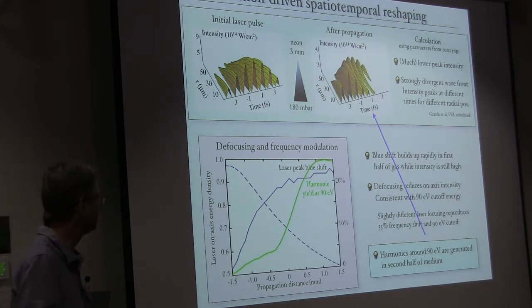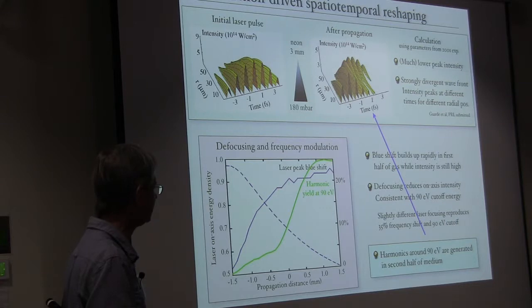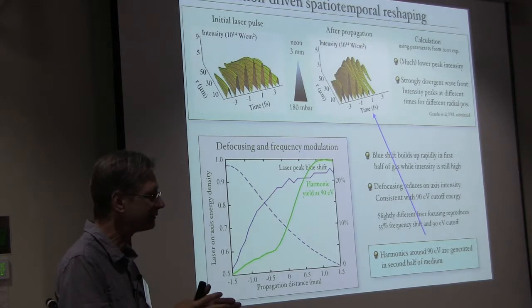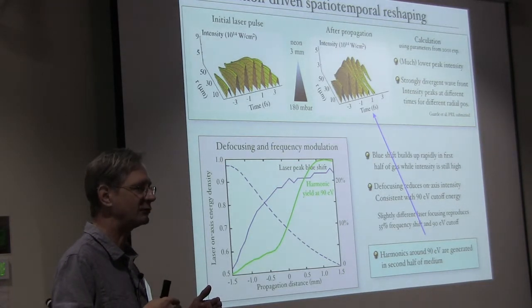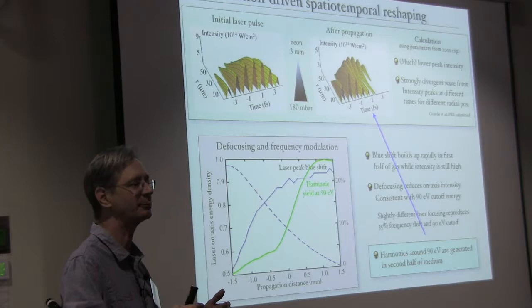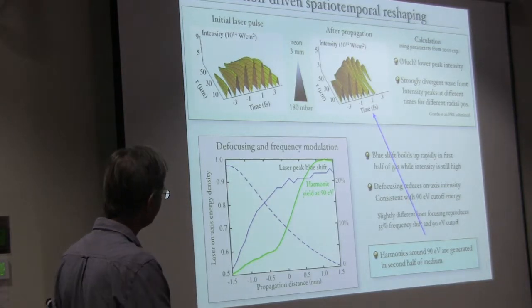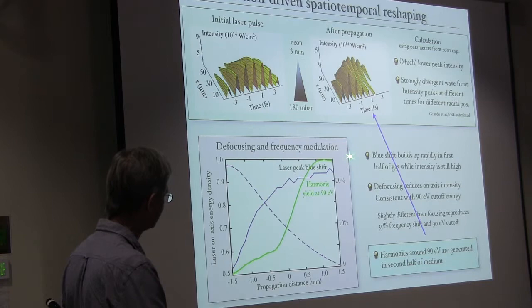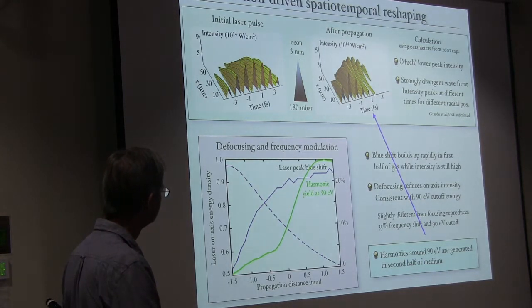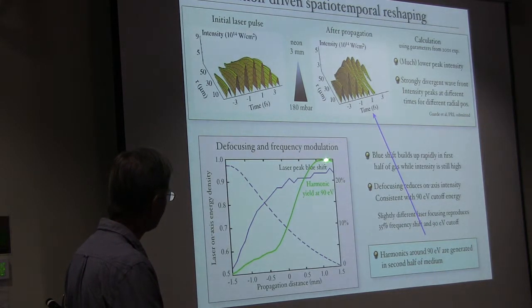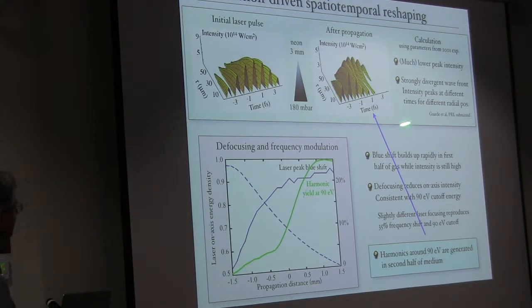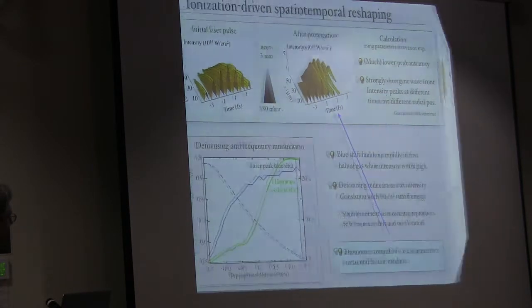And here is the harmonic yield around 90 eV. You see that the 90 eV harmonics are all generated in the back end of the gas. The gas density is very high. 90 eV radiation that's made in the beginning of the medium gets reabsorbed. So it's only the stuff made in the back end of the medium that gets out of the medium. And that radiation, that 90 eV radiation, was made not by the pulse that's sent in, but by this reshaped, funny-looking pulse. It really has basically only one peak on axis.